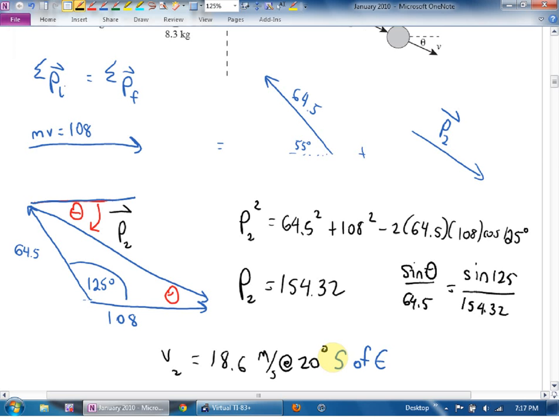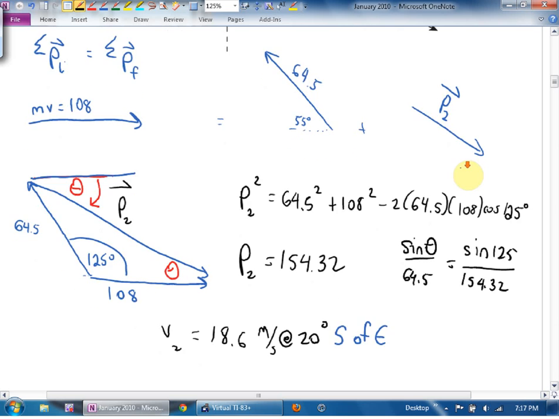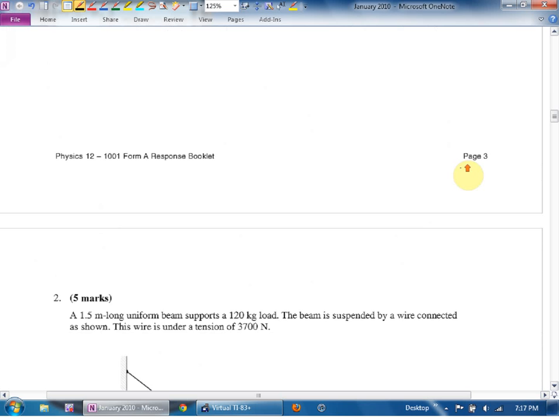Okay? There's a momentum question. That's a fairly tough one, by the way. Usually, you don't get this ugly a triangle. Usually, one goes this way, one goes that way, and the triangle was fairly obvious. But, okay, I dealt with it. And apparently, I had 2 pages to deal with it. Yay!